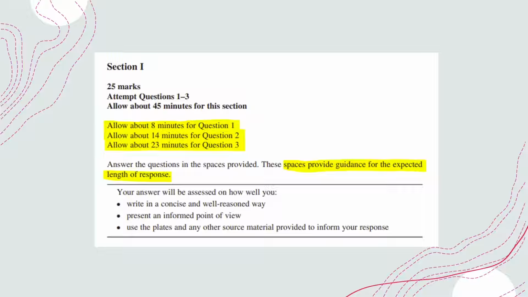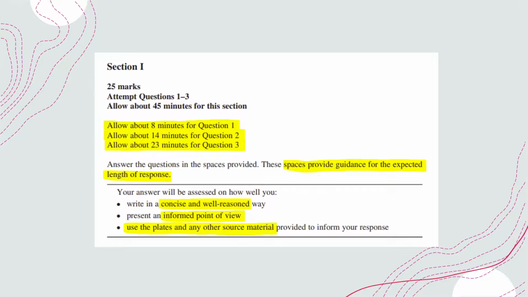You are expected to write in a concise and well-reasoned way. This means you don't waffle or provide unnecessary details. You are also expected to present an informed point of view. This means you demonstrate your knowledge of the visual arts in your answer. You should also be careful to use the plates and source material provided. If it is in the plates booklet, you should refer to it.